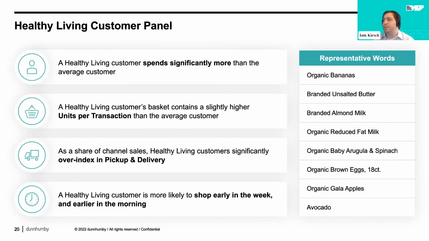In terms of representative words for this topic, you would see things like organic bananas, branded unsalted butter, baby organic arugula and spinach, organic brown eggs, avocados, etc. With this panel, you can do a number of different things. You could potentially target them for media. You could try to understand, I've made this change, how does this impact the healthy living customers? Or I'm thinking about a new product, so I might look at which stores have a greater percentage of healthy living customers where I might want to introduce this product, things like that.